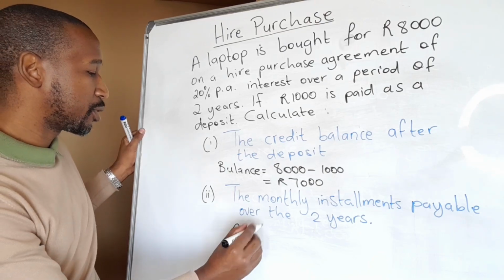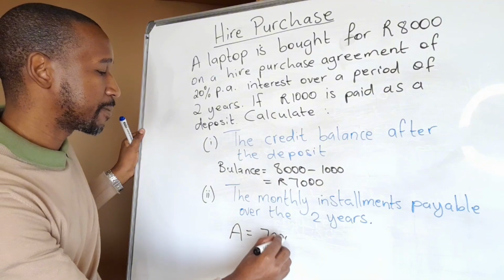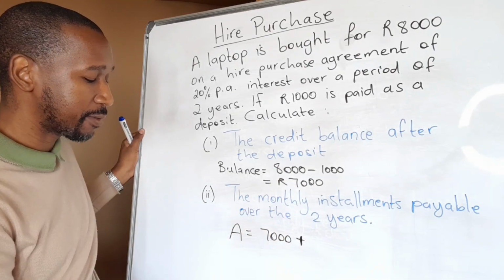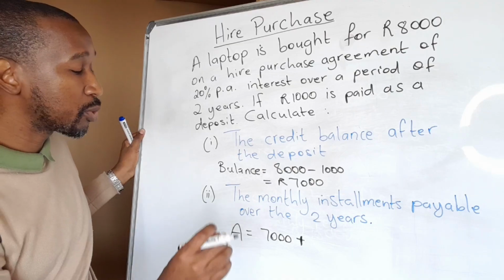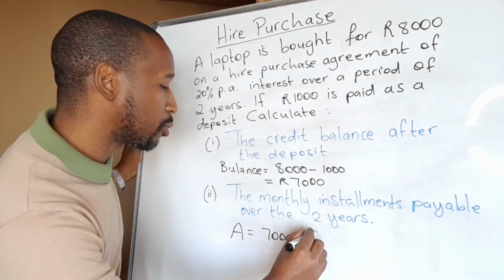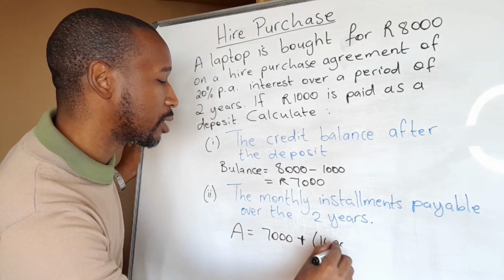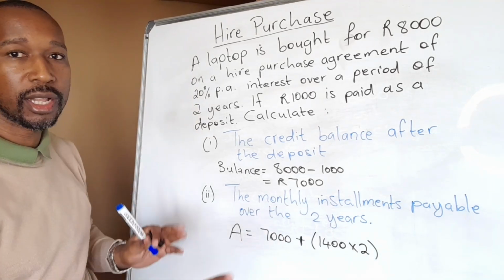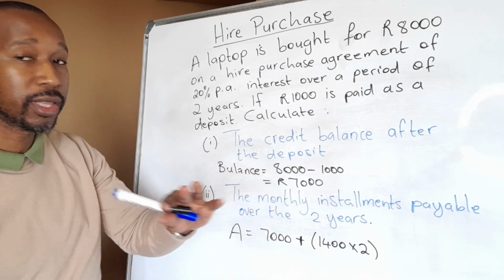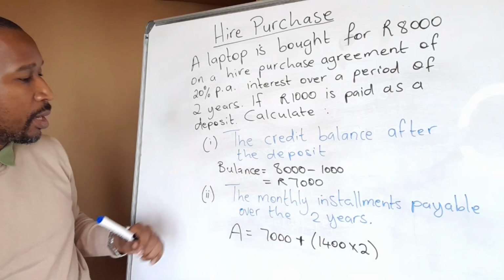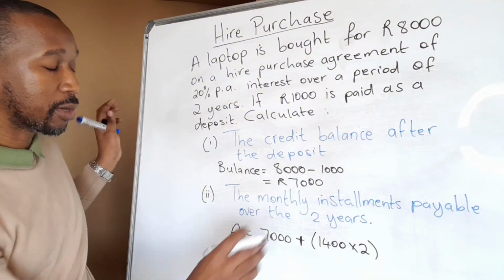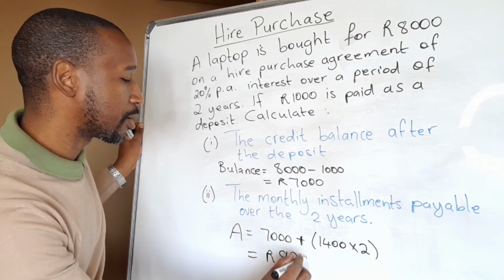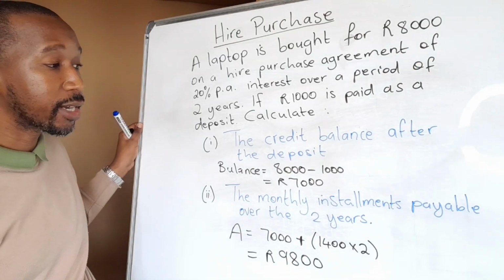The balance would be the 7,000 Rand plus, we need to find 10% of 7,000 Rand, which would give us 700, and 20% would give us 1,400. So that would give us plus 1,400 multiplied by 2 for the 2 years. So remember, you can do the interest calculation on the side and then put it here, but we will later get a formula for this. Then we would have that this would be 2,800. So we would know that the final amount payable would be 9,800 under this agreement.